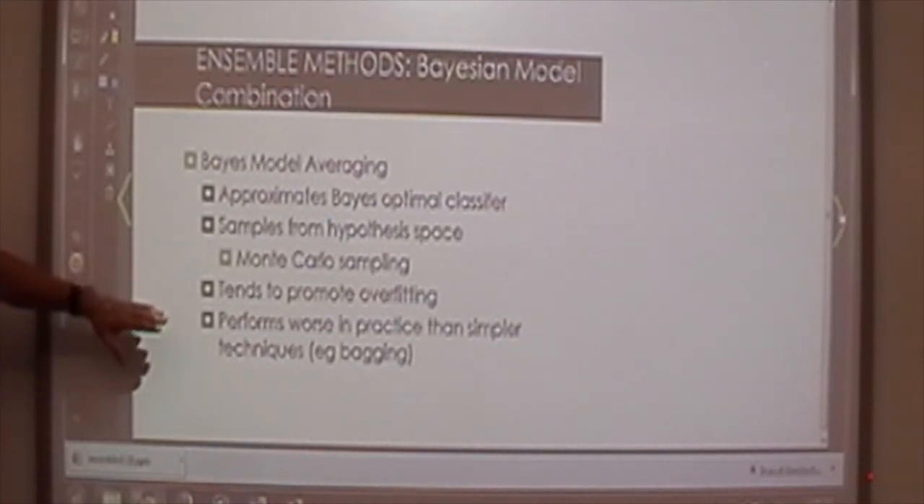The problem is it still tends to promote overfitting. I think that was one of the problems with the optimal classifier: it tends to lead to one particular hypothesis being chosen. And here's the important takeaway: empirically, it doesn't do as well in practice as simpler methods like bootstrap aggregation and bagging.